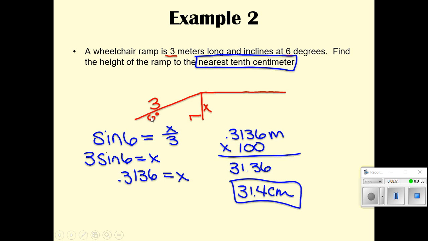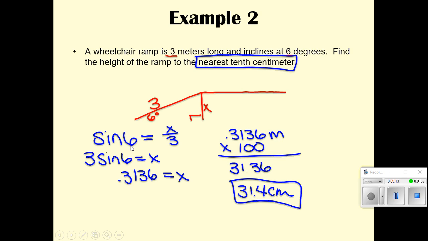We're going to write 6 degrees. Inclined means going up here. So that's going to be 3 here. And we're going to find the height of the ramp. So this is the angle. We have opposite and hypotenuse. That's SOH. That's sine. We're going to use sine.